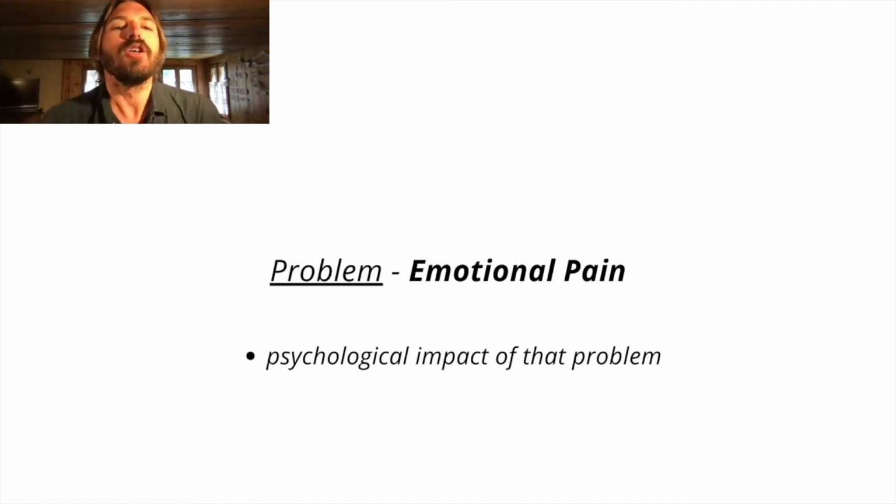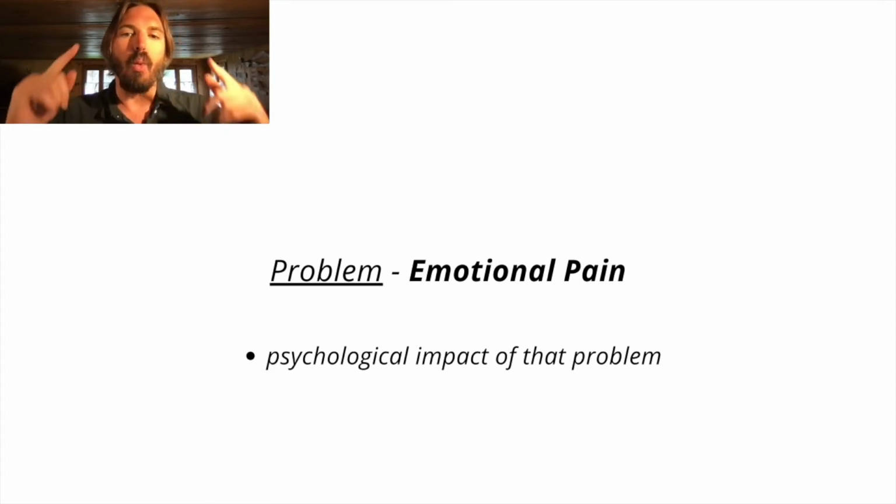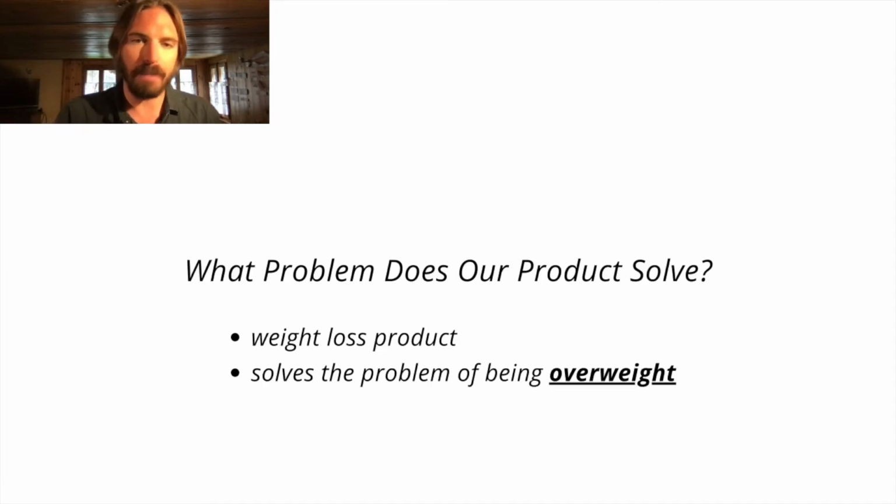So the first thing we're going to do is think of the problem people are facing, and then think, what's the emotional pain that problem is putting them in? What's the psychological impact of that problem? Let's get an example here. What problem does our product solve? Well, let's go for a weight loss product. It's easy for this example, and it solves the problem of being overweight.